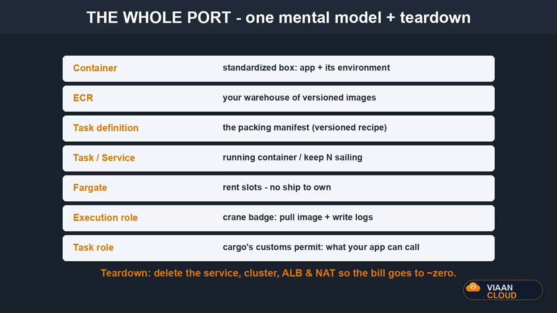A container is the standardized box, your app plus its environment. ECR is your warehouse of versioned images. The task definition is the packing manifest. A task is one running container, a service keeps N of them sailing. Fargate means renting slots with no ship to own. And the two roles you must never confuse, the execution role is the crane operator's badge to pull the image and write logs, while the task role is your cargo's customs permit for what the app can call.